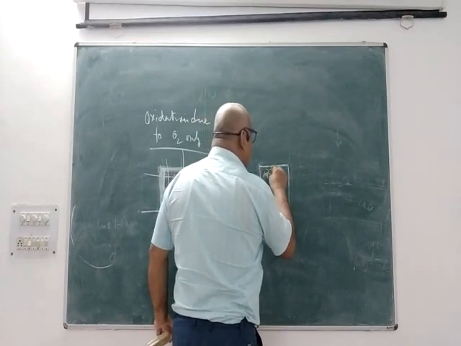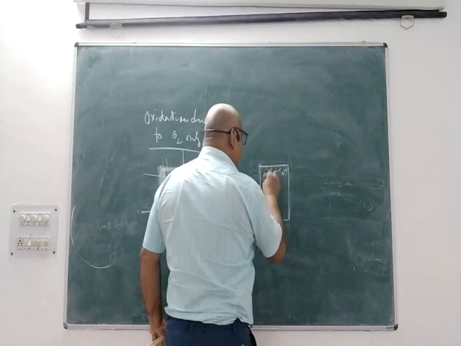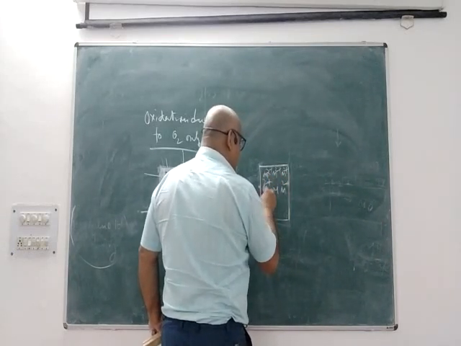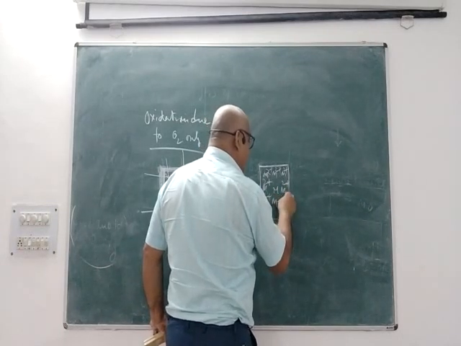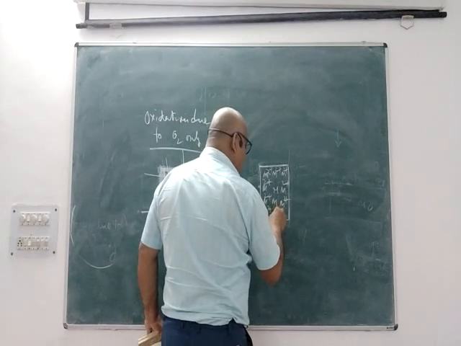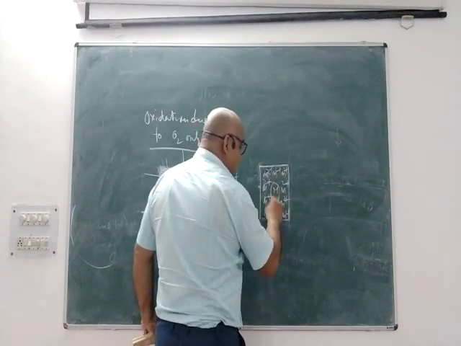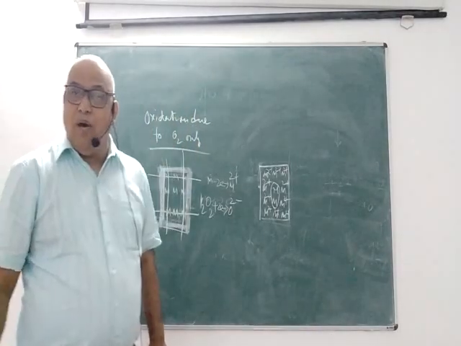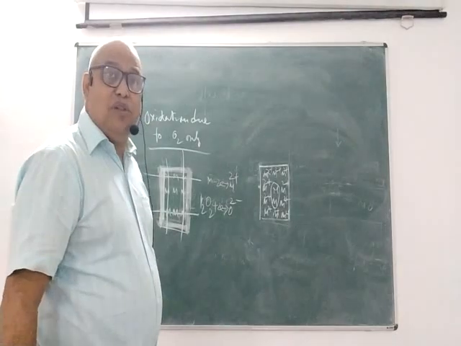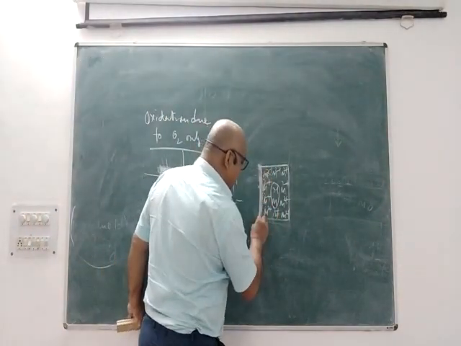M2+, M2+, M2+. You see, these have not undergone ionization because they are internal layer, and therefore they will not undergo oxidation. Now this is your oxide layer.